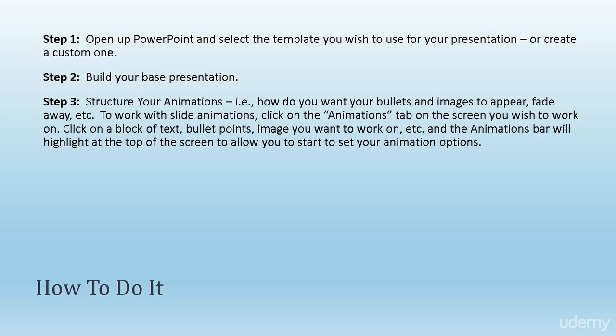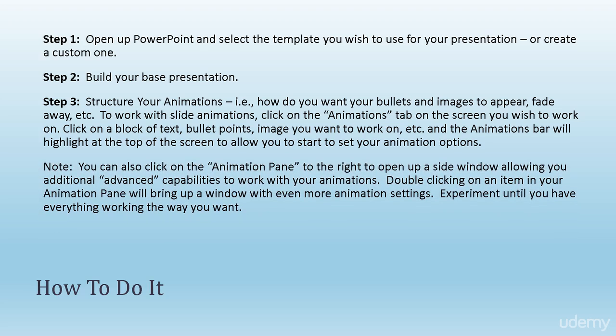within each slide. To work with slide animations, click on the Animations tab on the screen you wish to work on. Click on a block of text, bullet points, image you want to work on, etc., and the Animations bar will highlight at the top of the screen to allow you to start to set your animation options. Note, you can also click on the animation pane to the right to open up a side window allowing you additional advanced capabilities to work with your animations.